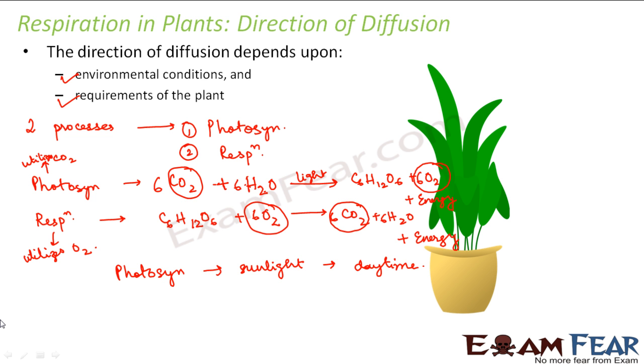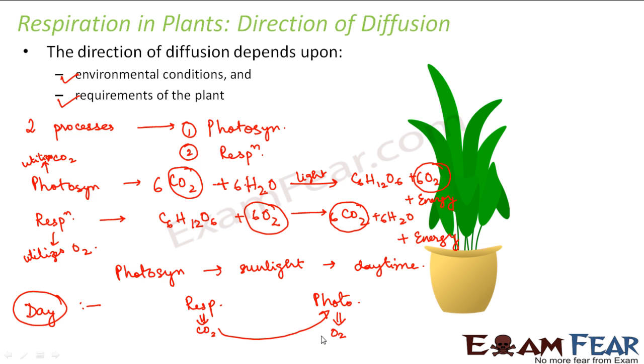So carbon dioxide, which is produced during respiration, is used up in photosynthesis, and the oxygen which is produced in photosynthesis is used up by respiration. So during daytime, both respiration and photosynthesis take place. In respiration, carbon dioxide is produced, which is used up by photosynthesis. In photosynthesis, oxygen is produced, which is used up by respiration.